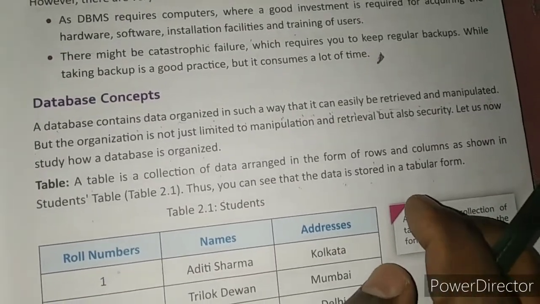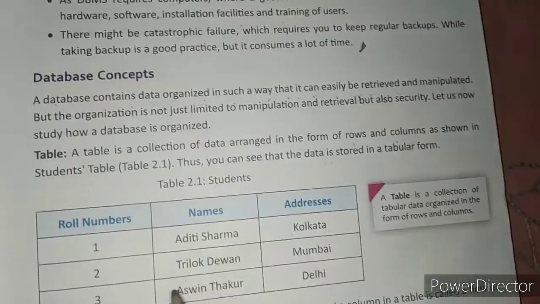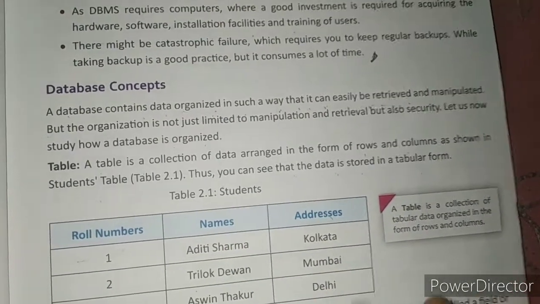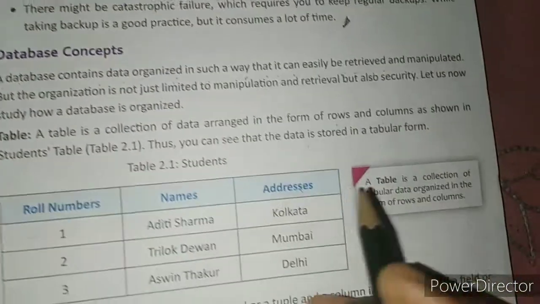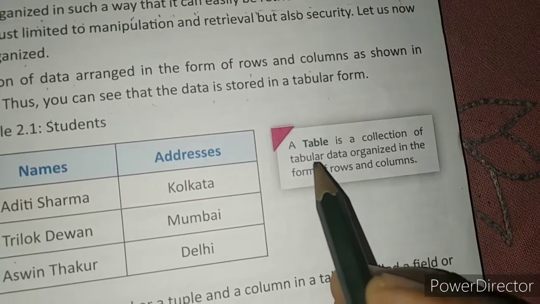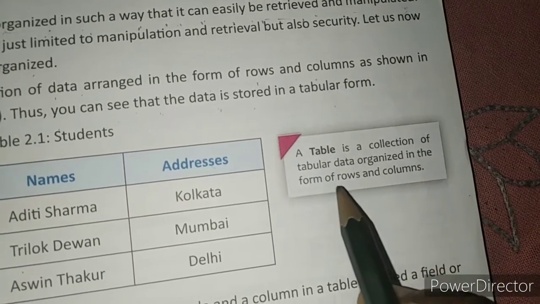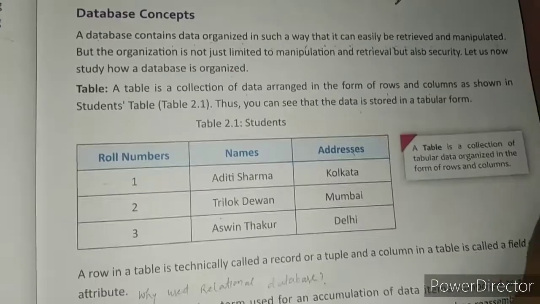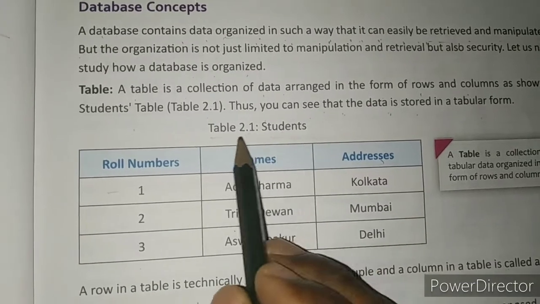It means that basically in a table there are rows and columns, and all the data is stored here. So here one definition has been shown. A table is a collection of tabular data organized in the form of rows and columns. So this is the definition of a table, and here we see that this is the table named 2.1 students.